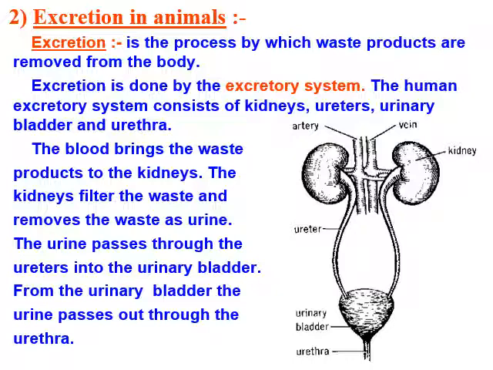The blood brings the waste product to the kidneys. The kidney filters the waste and removes the waste as urine. Urine is formed inside the kidney. The urine passes through the ureter, then into the urinary bladder, where the storage of the urine is done, and from the urinary bladder, the urine passes out through the urethra. So the main purpose of the kidney is to filter the blood, which carries the waste, and forms the urine.